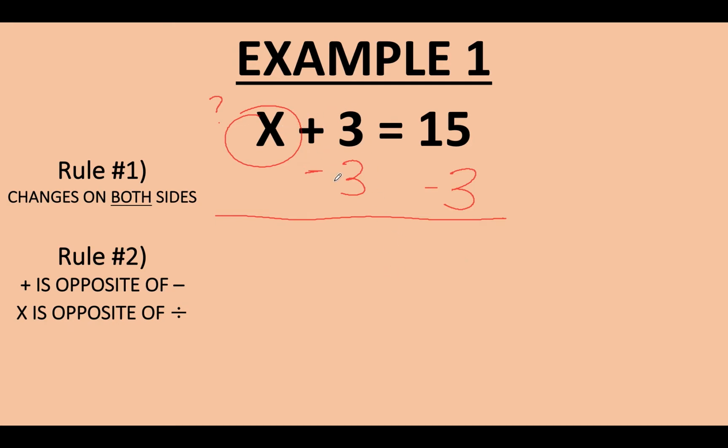So we have x plus 3 minus 3. This plus 3 and minus 3 are going to cancel out. So all that we're left with on the left side is an x. Don't forget to bring down that equal sign, guys. And on the right side, all we have is 15 minus 3, and that's going to equal 12. With these two basic tricks, we figured out that x is equal to 12.